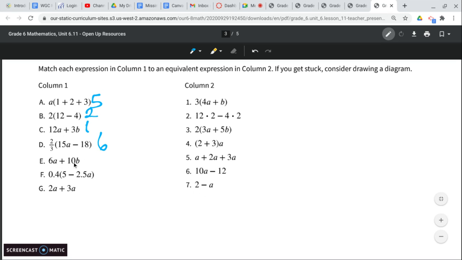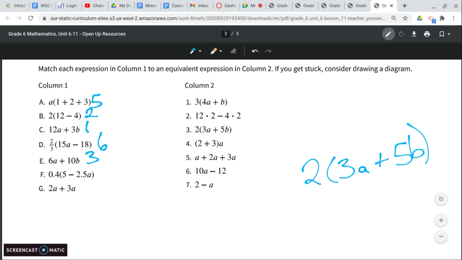All right. E is 6a plus 10b. What do 6 and 10 have in common? They're both divisible by 2. So we put a 2 on the outside. 6 divided by 2 is 3. So we'd have 2 times 3a plus 10 divided by 2 is 5. So we'd have 2 times 3a plus 5b, which is right here on number 3.